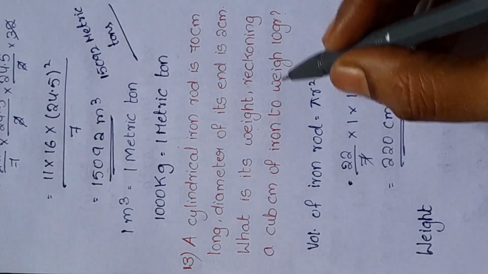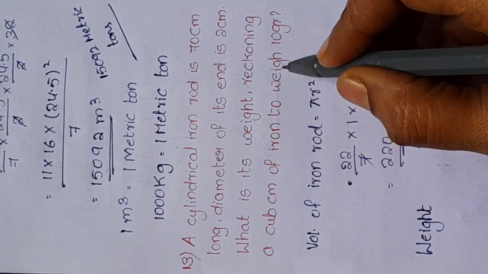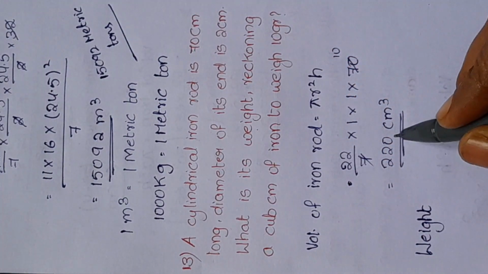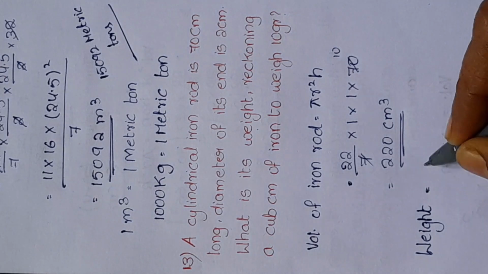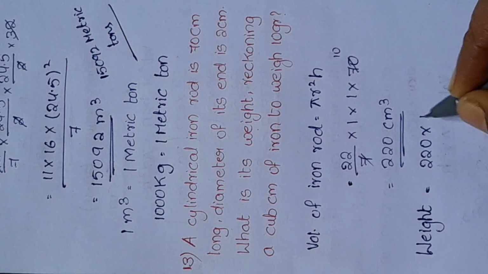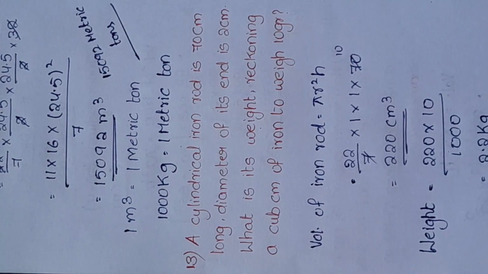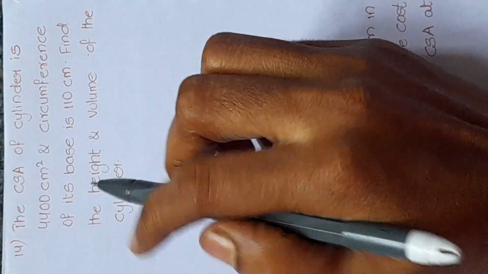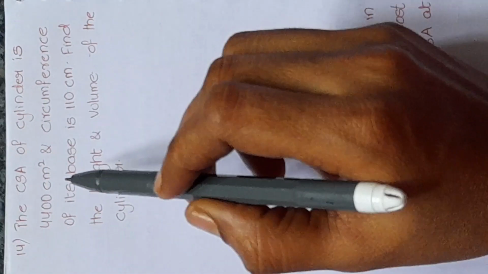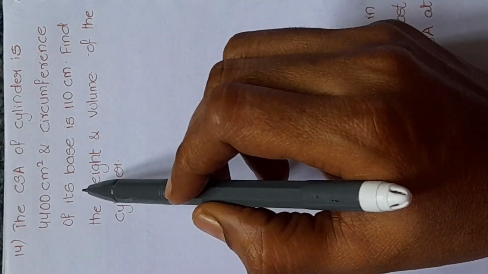Now we should find the weight. Here it is given that for a cubic centimeter, it weighs 10 grams. So for 220 cubic centimeters, the weight is 220 into 10 by 1000, which is equal to 2.2 kg is the weight.